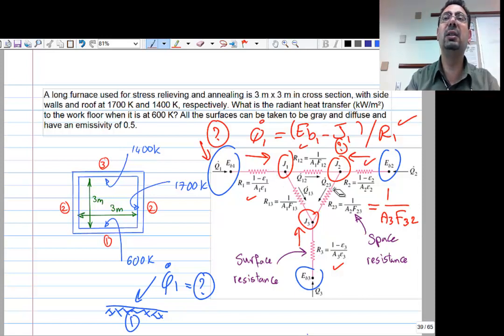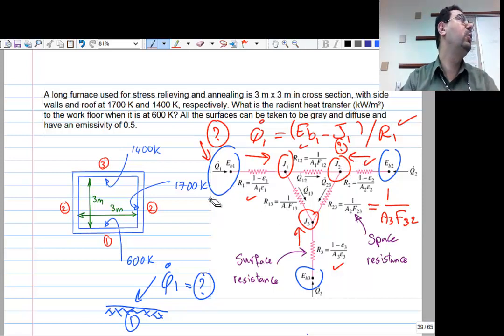This minus this over the resistance. And this Q dot 3 is J2 minus J3 over R. And adding those Q's together will be equal to this Q, and that will set the three equations, three unknowns.